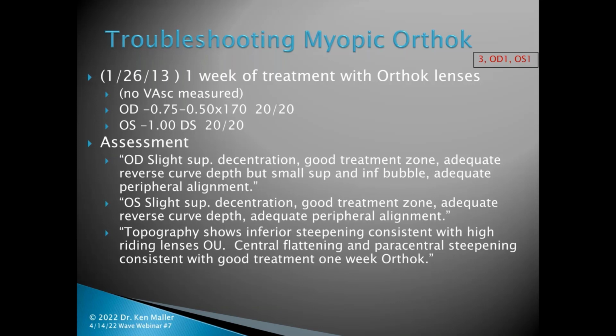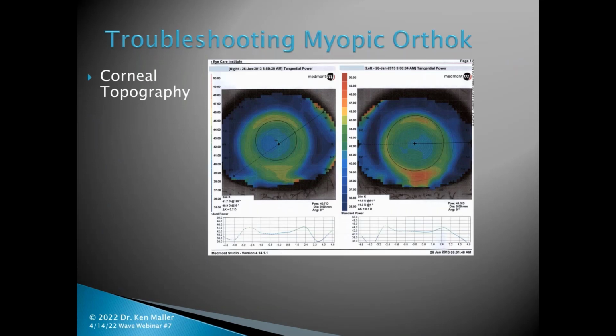Central flattening, paracentral steepening consistent with good treatment 1 week Ortho-K. Now, when I see the notation inferior steepening consistent with high riding lenses, I'm thinking about a smiley pattern type of topography. And if we take a look at the topography, I'm not really sure why it was notated that way. I do see the inferior reverse curve is considerably steeper down at the bottom, and on the left eye, which is on the right side here, we could see that the reverse curve is kind of bleeding out inferiorly a little bit steeper, but I don't know that that's actually consistent with a high riding lens.